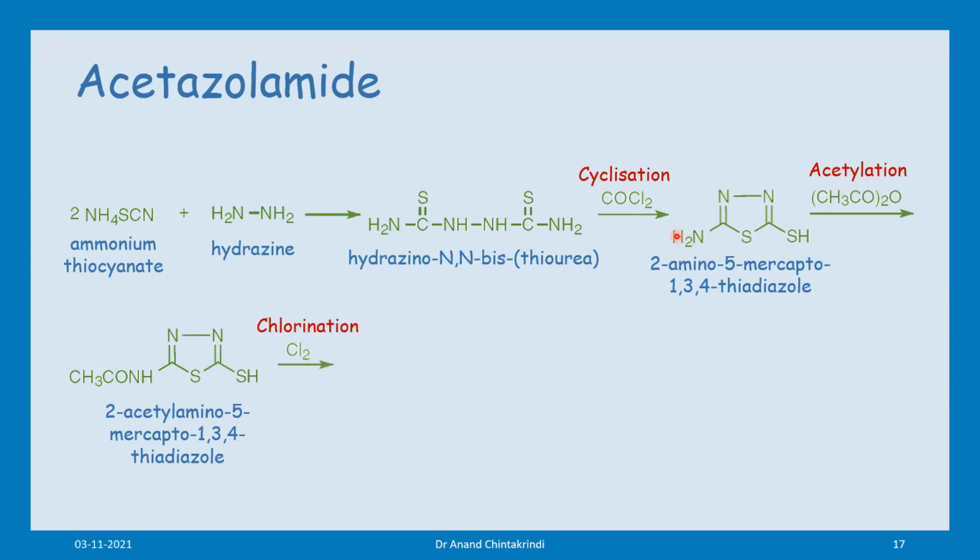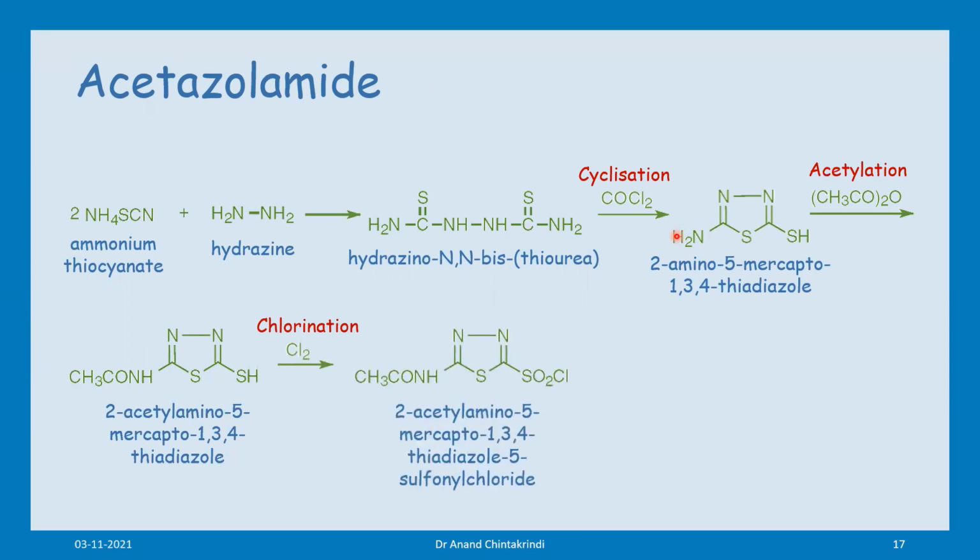This is chlorinated to form this sulfonyl chloride derivative of the thiadiazole ring. And when you react with ammonia, you form this sulfonamide. So therefore, this is an amidation kind of reaction: sulfonyl chloride reacting with ammonia with the elimination of HCl to get this sulfonamide.